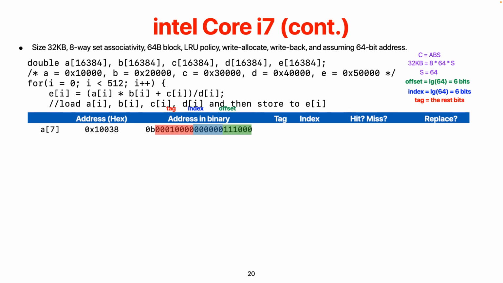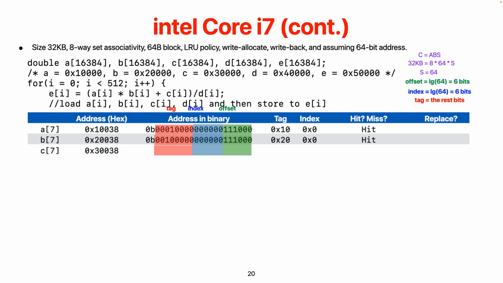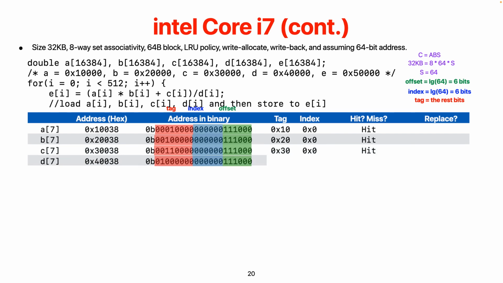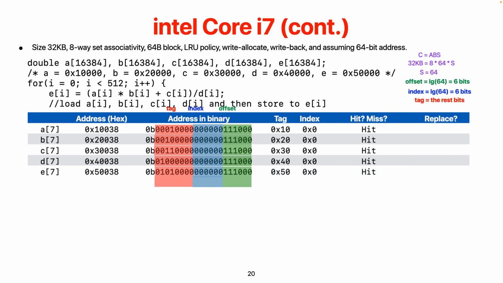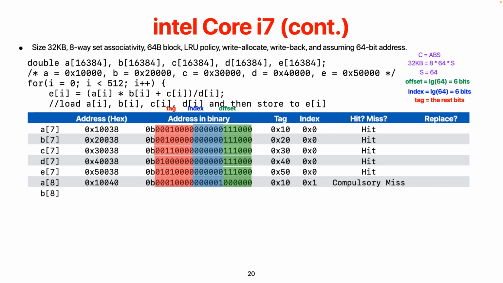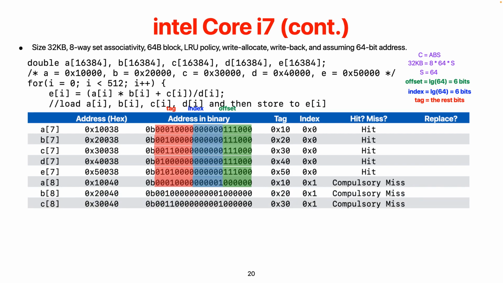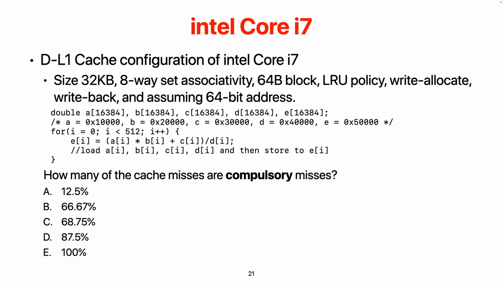Now, for A7, still a hit. B7, still a hit. C7, still a hit. D7, still a hit. E7, still a hit. How about this one? Compulsory miss, because that was the first time we touched anything in a block of 8, right? So what does that mean? All the misses are compulsory misses, right? What the question is asking for: how many of the cache misses are compulsory misses?